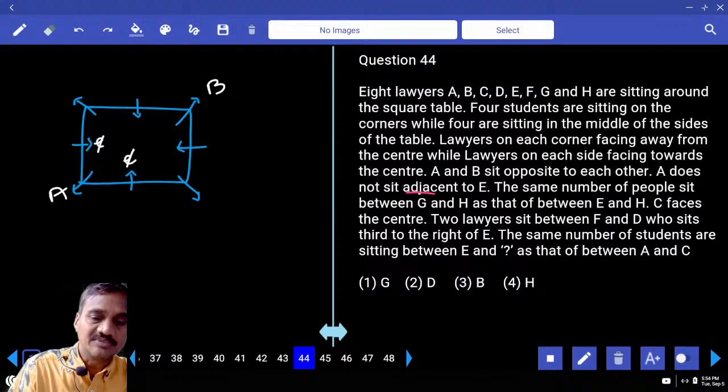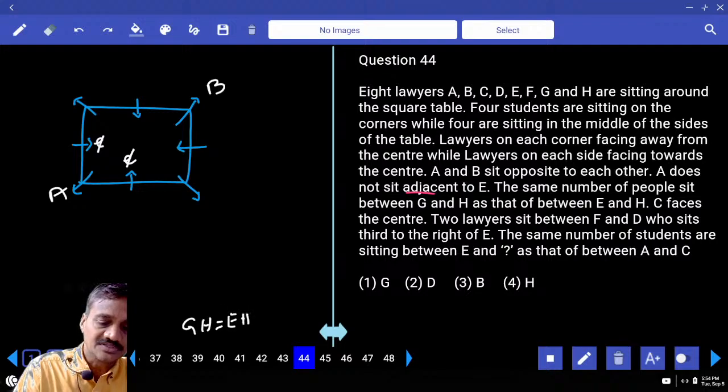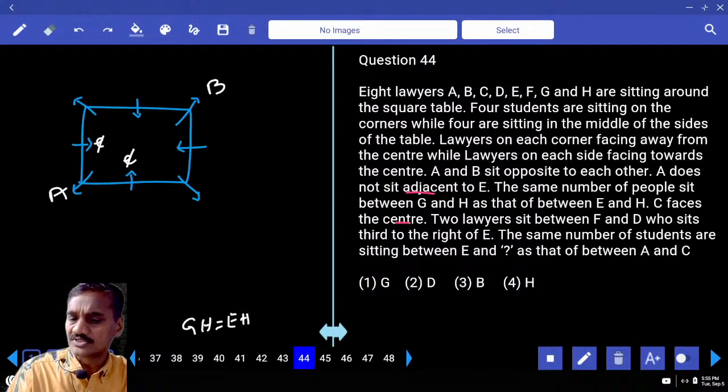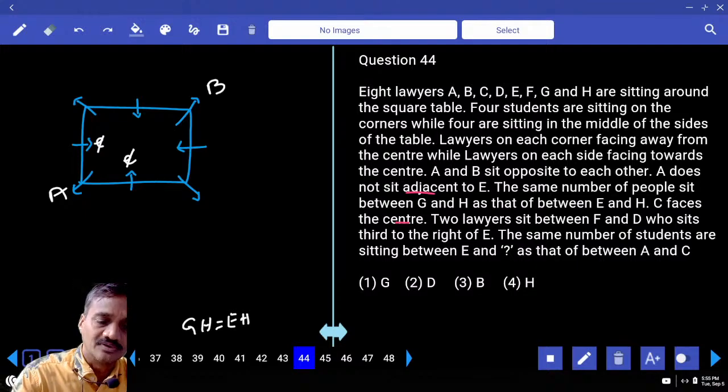And the same number of people in between G and H as that of E and H, so H must be exactly in between G and E. H is in between G and E. C is facing towards the center. As C faces the center, finally we are getting that C is facing towards the center. And 2 lawyers are in between F and D. D sits to the right of E.